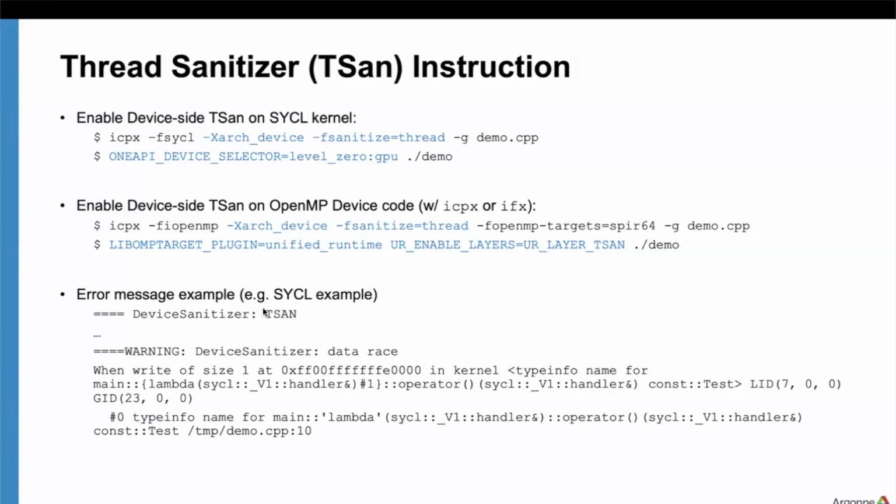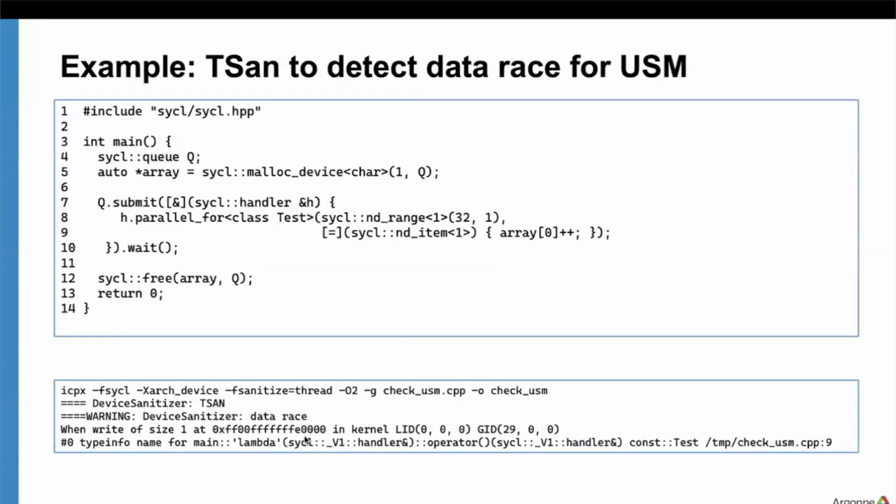This is an example. Once you enable TSAN, you will see at the beginning of the standard output that the device sanitizer TSAN is enabled. And then whenever an error happens, you can see the device sanitizer detected a data race condition, and you need to check this file, line number 10. So here, what happened is we just allocate an array with a size of 1, and all the parallel threads try to increase this array at the same index. This is a race condition, right? So if it happens, you can see that the array is detected, and then the file name, and then the line number.